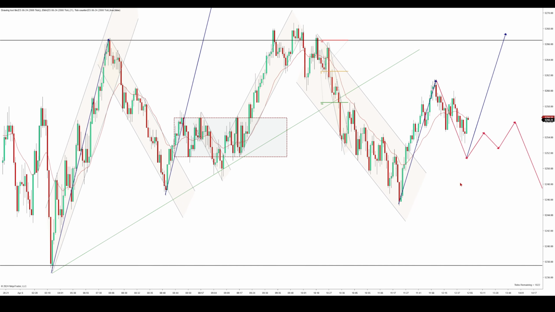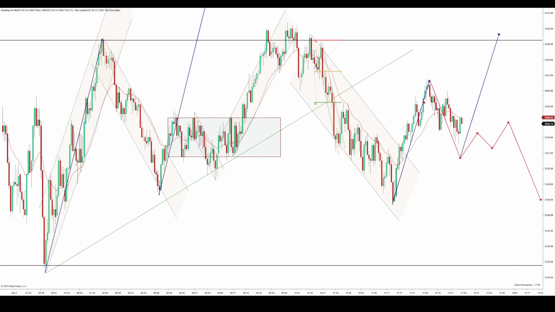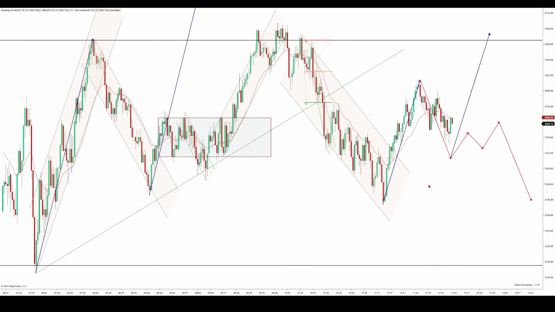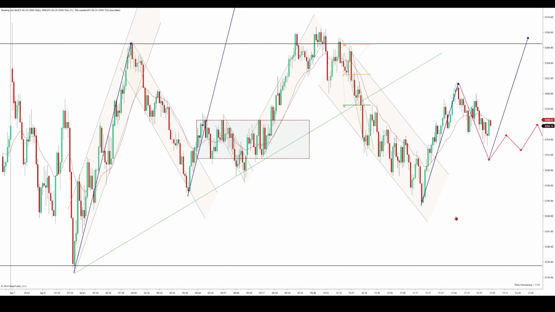I kind of lost where I was. Yeah, so after that break, we can look for a failed second entry holding below, like I said, like I have drawn out here. That's going to do it for this video.